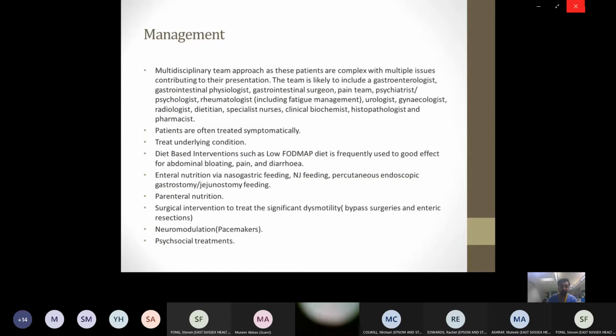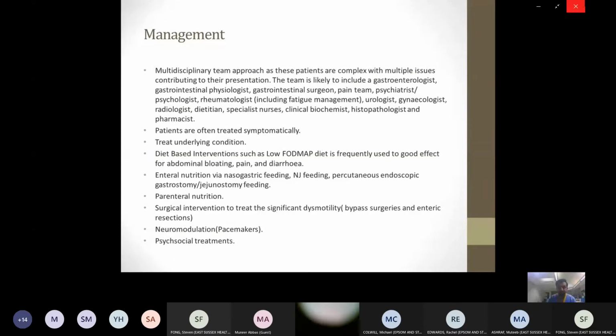So in the management of these patients, a multidisciplinary team approach should be considered, as these patients are complex with multiple issues. And the team is likely to include a gastroenterologist, intestinal physiologist, GI surgeon, pain team, psychiatrist, psychologist, rheumatologist, urologist, gynecologist, radiologist, dietitian, specialist nurses, clinical biochemist, histopathologist, and pharmacist.